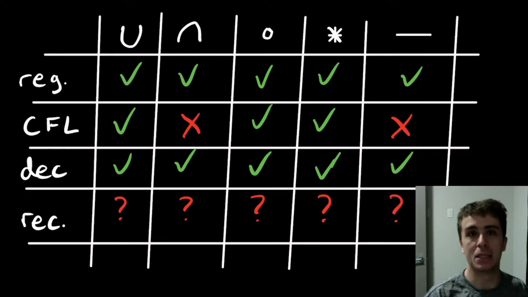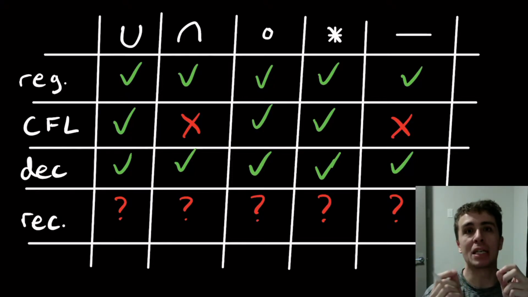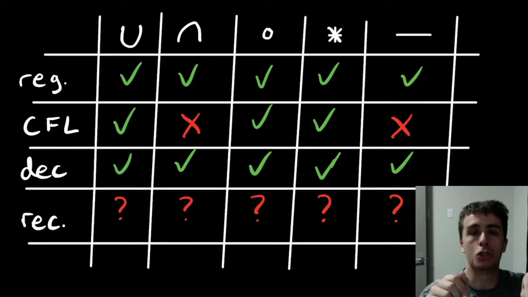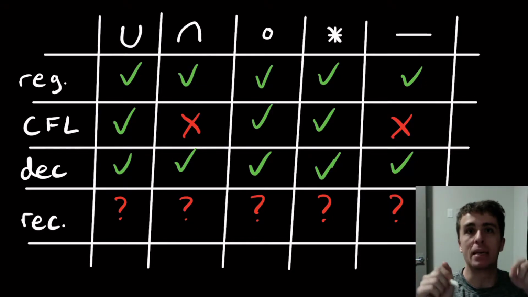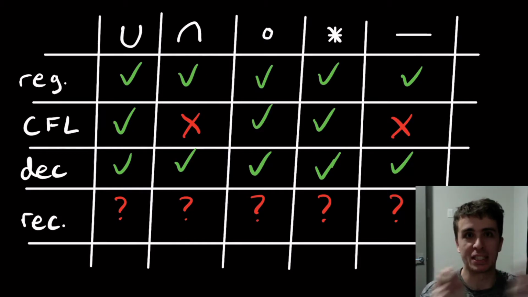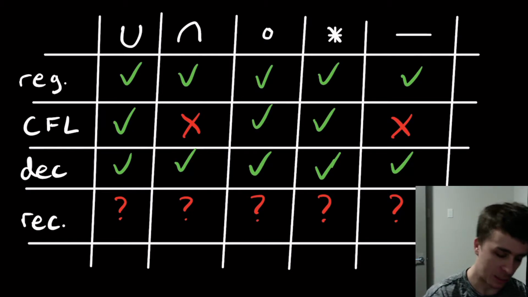We can actually just swap the Q accept and Q reject states in the machine, because I know the machine is a decider. It will always hit one of those two states. So I can just swap which one is accept and which one is reject.